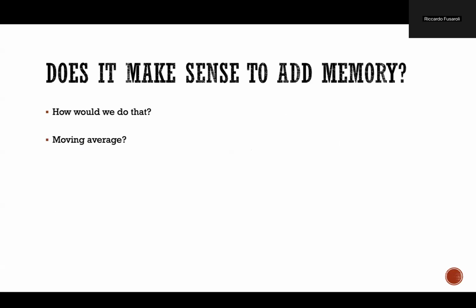So we can do that in different ways. We can add a moving average. We can add an optimal Bayesian update. We could do a weighted Bayesian update, right? What am I talking about here?